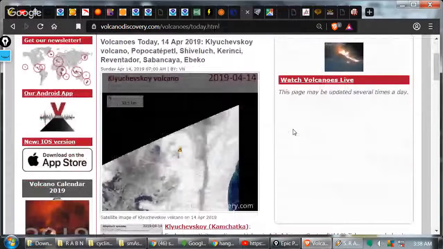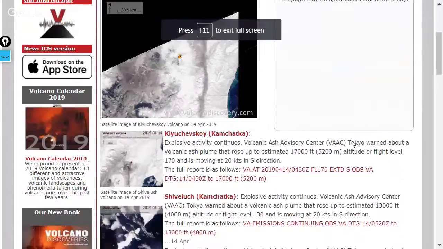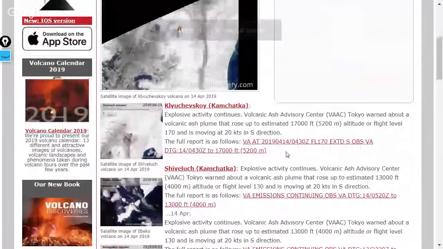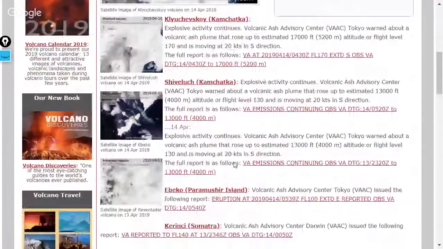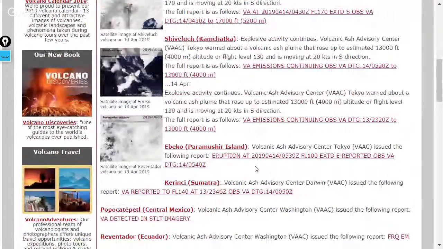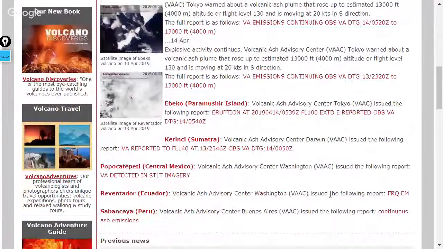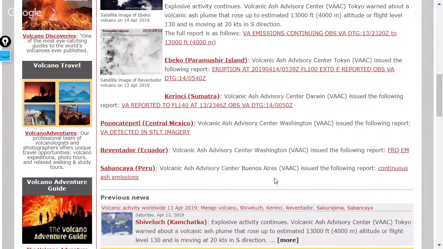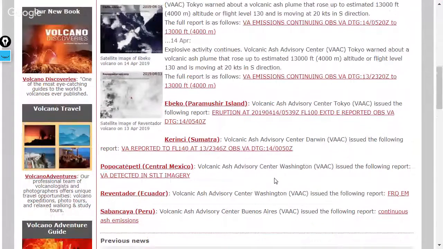Volcanoes? Volcano update. Volcanoes today. Kluchevskoy with a 17,000-foot plume. Shiveluch with a 13,000-foot plume. Abiko with a 10,000-foot plume. Karymsky with a 14,000-foot plume. Popocatépetl back to emitting ash according to satellite imagery. Reventador, frequent emissions, and Sabancaya, continuous emissions. So a little volcanic uptick since yesterday.